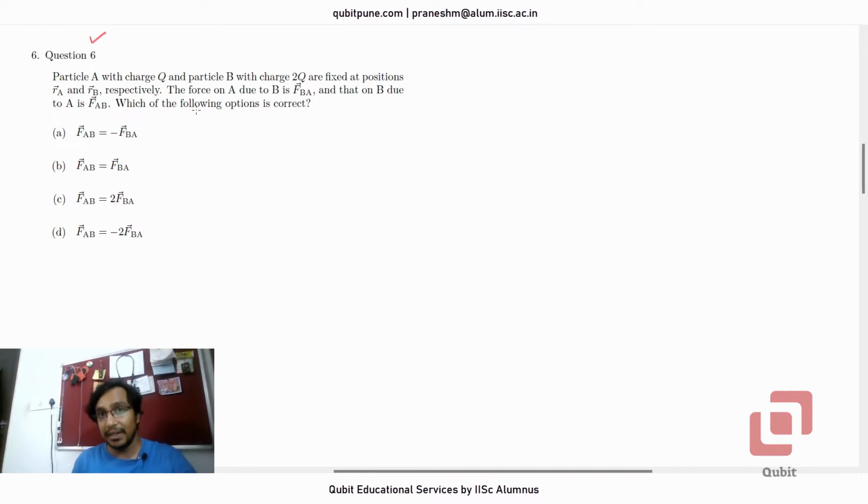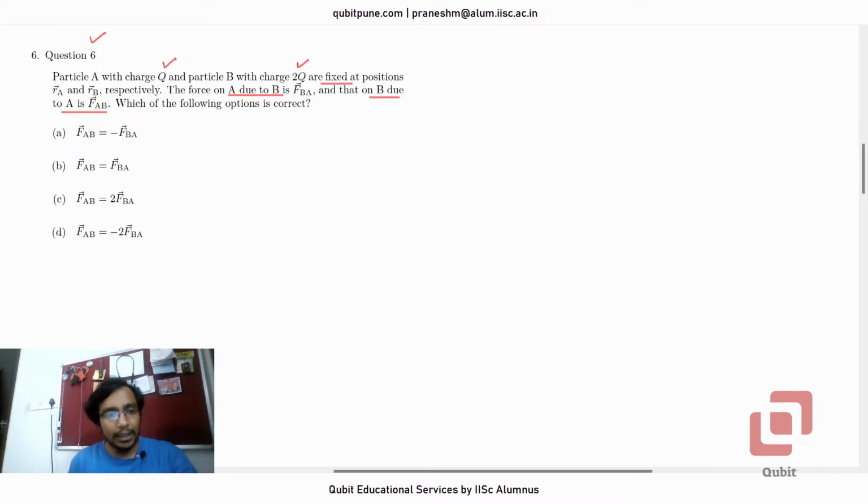Question 6 on electrostatics. Particle A with charge Q and particle B with charge 2Q are fixed at positions RA bar and RB bar respectively. The force on A due to B is F bar BA, and that on B due to A is F bar AB. Which of the following options is correct? So basically we want to determine the forces and the vector relationship between the forces.